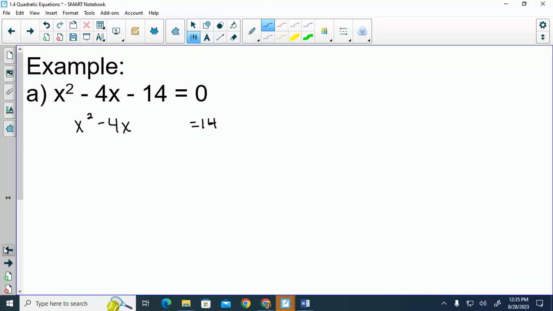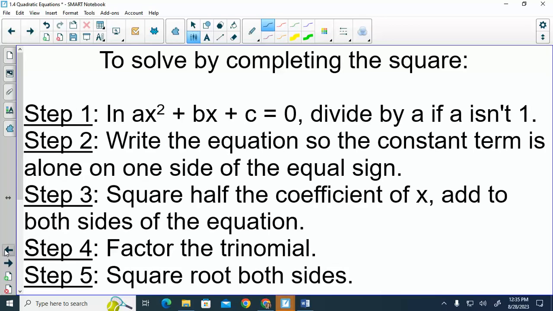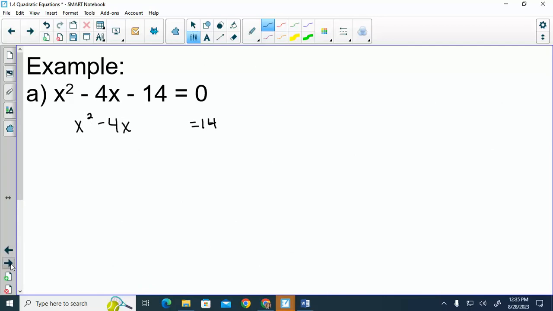So when you look at the process, square half the coefficient of x and add it to both sides. That's what we're doing. So when I take negative 4 as my term, I need to divide that by 2 and square it. So what's negative 4 divided by 2? And negative 2 squared? It's an equation. Whatever you do to one side, you have to do to the other. So I add 4 to both sides.